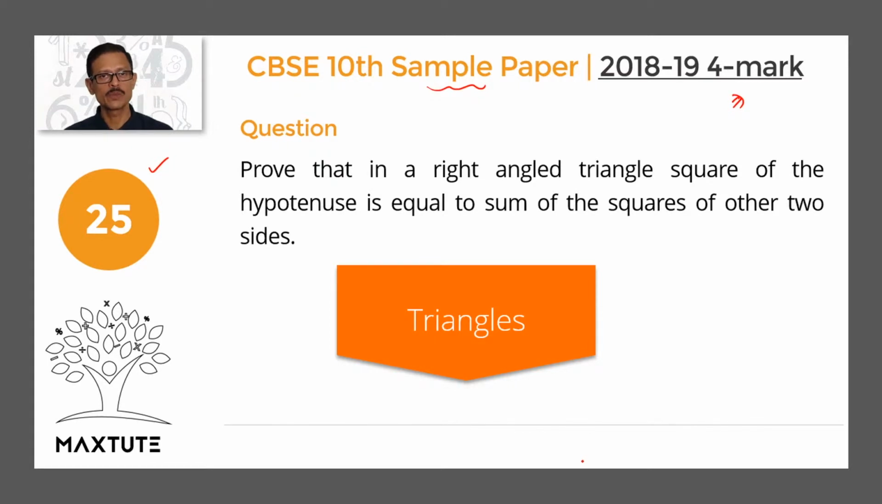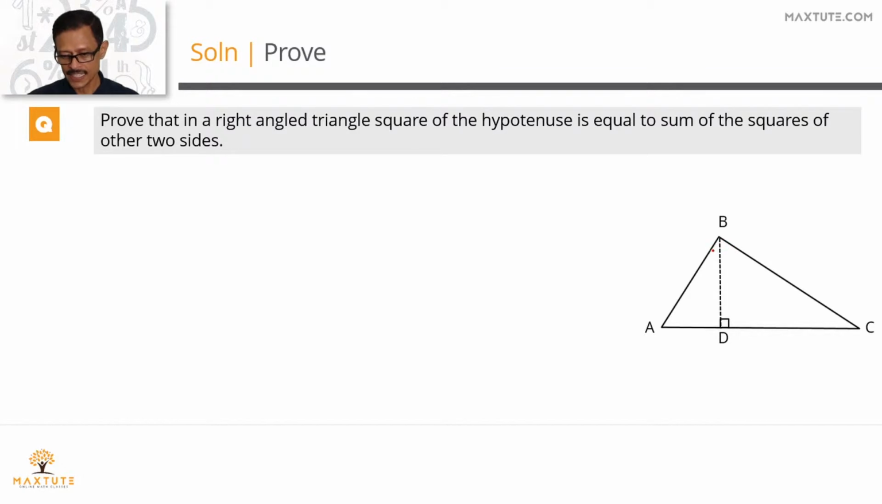This proof is proving the Pythagoras theorem, this particular question. Prove that in a right angle triangle, square of the hypotenuse is equal to sum of the squares of the other two sides. Let's get started. Let's draw a right triangle ABC. This right triangle is right angled at B. So side opposite to the right angle is going to be the hypotenuse. So AC is the hypotenuse.